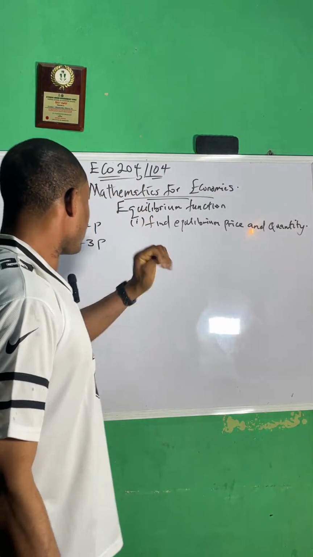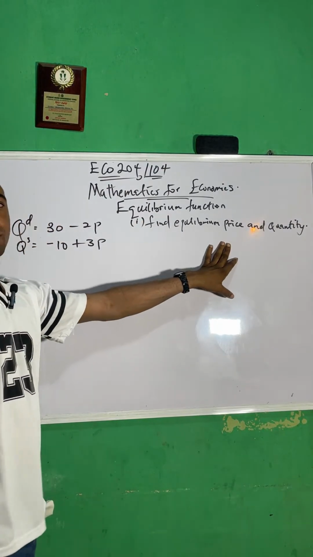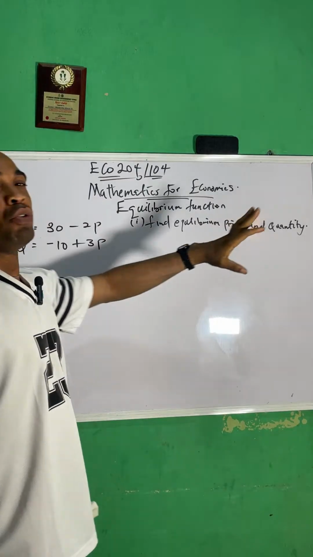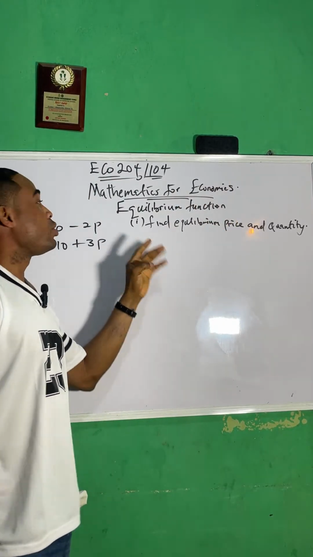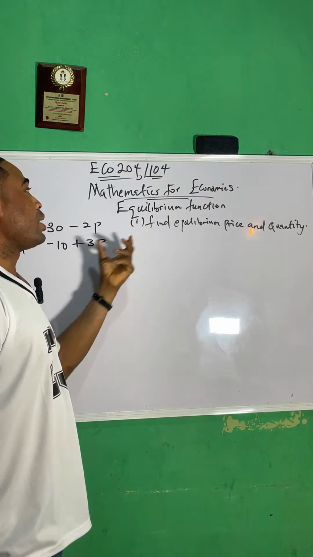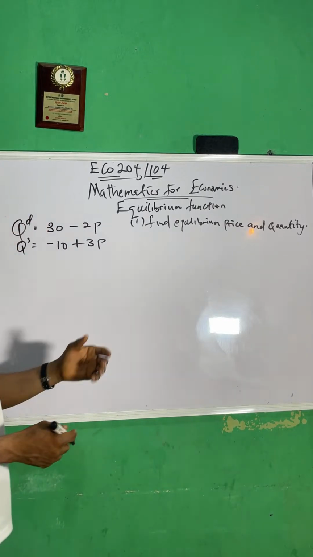So now let's start with this question. This question is based on equilibrium functions. It is an application of polynomial functions. This particular topic and this question is on equilibrium functions, and you know the condition for equilibrium. What is the condition for equilibrium?